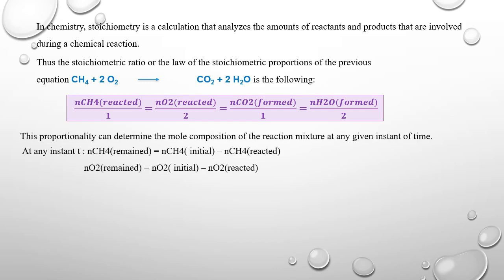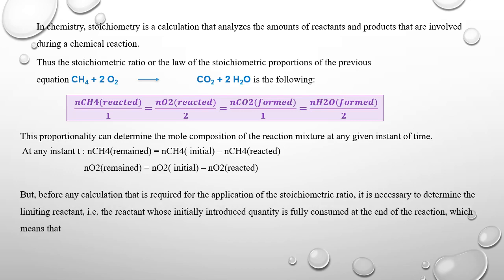This proportionality can determine the mole composition of the mixture at any given instant of time. At any instant of time t, number of moles of CH4 remained equal number of moles of CH4 initial minus number of moles of CH4 reacted. Number of moles of O2 remained equal number of moles of O2 initial minus number of moles of O2 reacted.